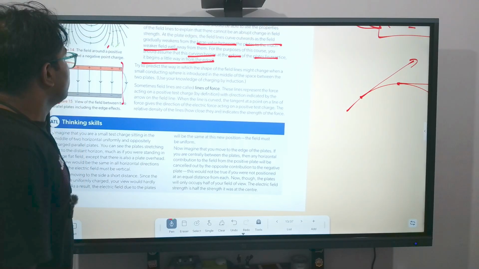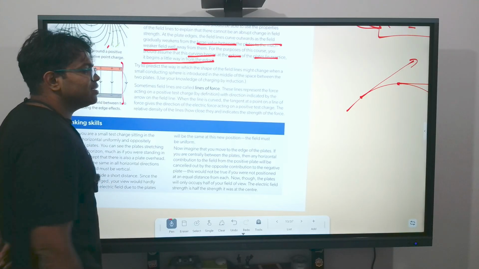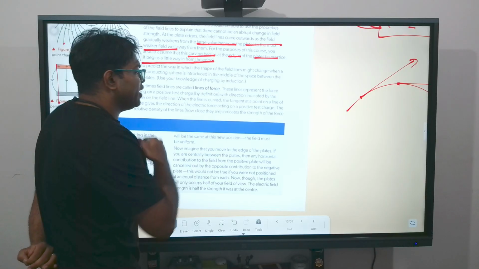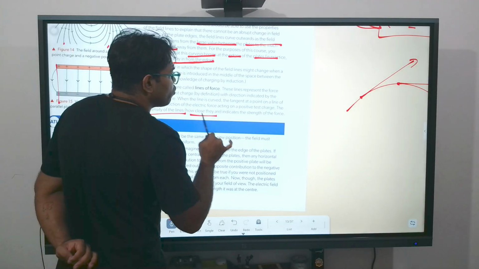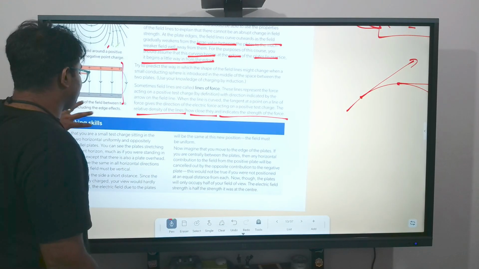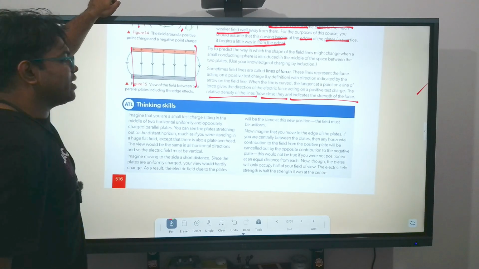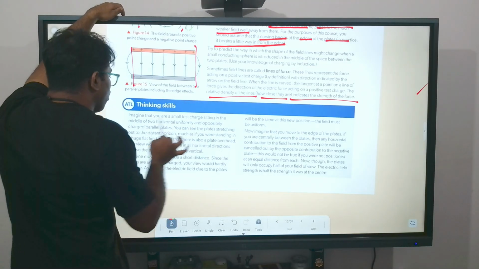Okay. So, yeah, when the field line is curved, the tangent at that point on that line gives the direction of the electric field acting on that positive charge. The relative density of the lines, how close they are, indicates the strength of the force. Next topic.